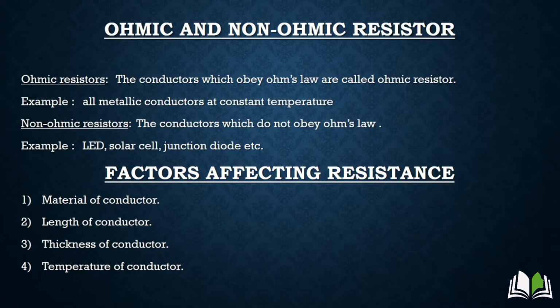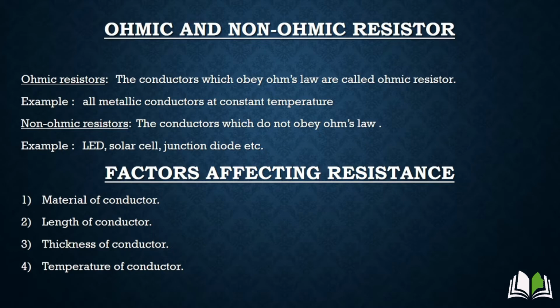The third point is the dependence upon the thickness of the conductor. In the case of a thick conductor, electrons get a larger area of cross section to flow as compared to a thin conductor. Therefore, a thick conductor offers less resistance. So if A is the thickness of the conductor, R is inversely proportional to A.